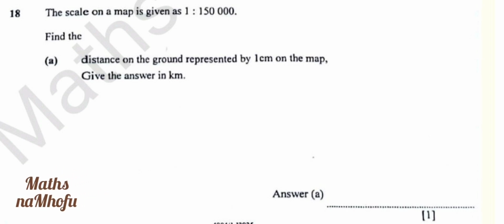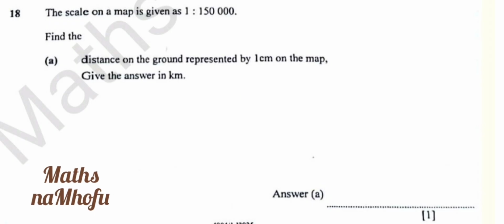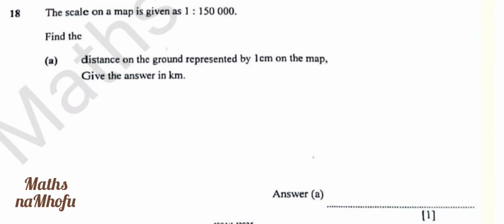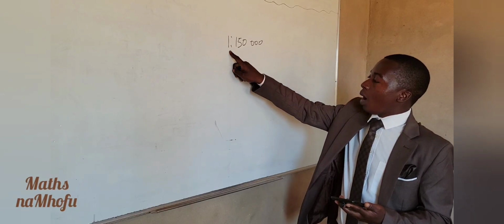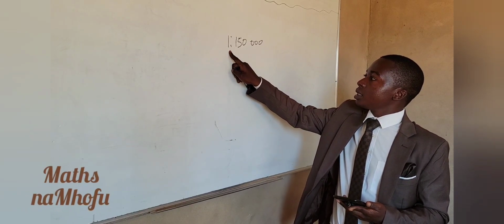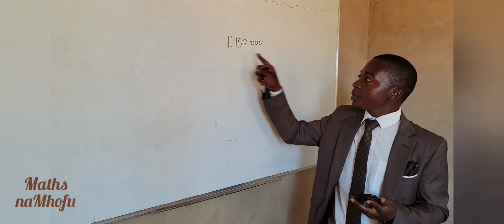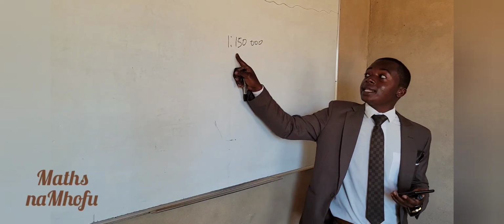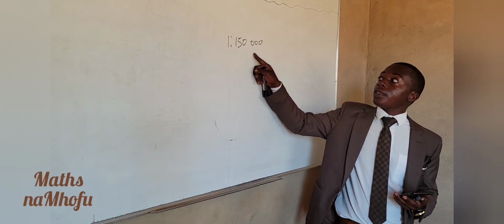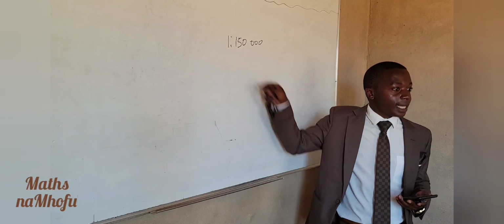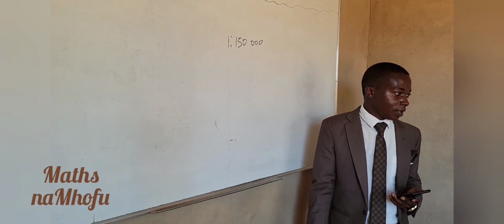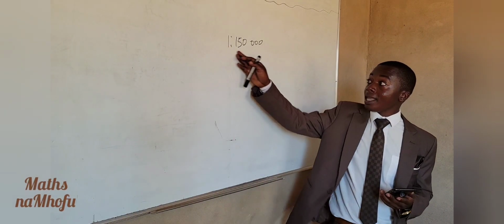Give the answer in kilometers. Okay, what we are asked to find here: we are told that 1 centimeter is representing 150,000 centimeters. You understand? This is the actual meaning of this.